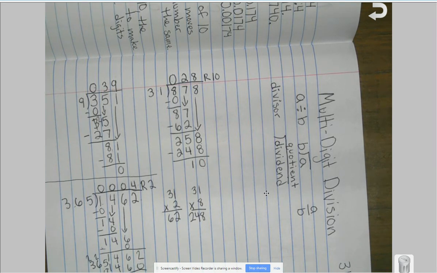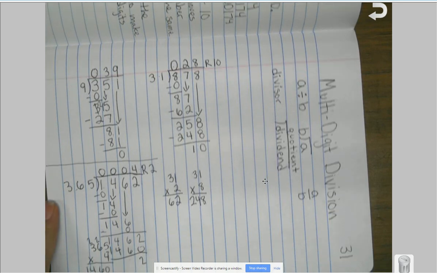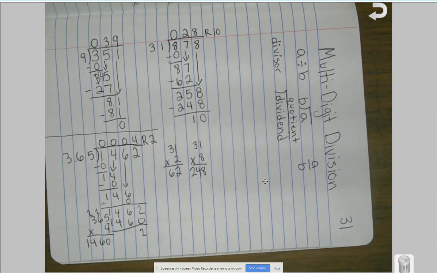Okay, after this we're going to start learning about decimal division. But if you can get used to this idea of long division with multi-digit numbers, then the lessons after this will be much easier. Okay, make sure that you get this written in your notes, and we'll see you tomorrow.